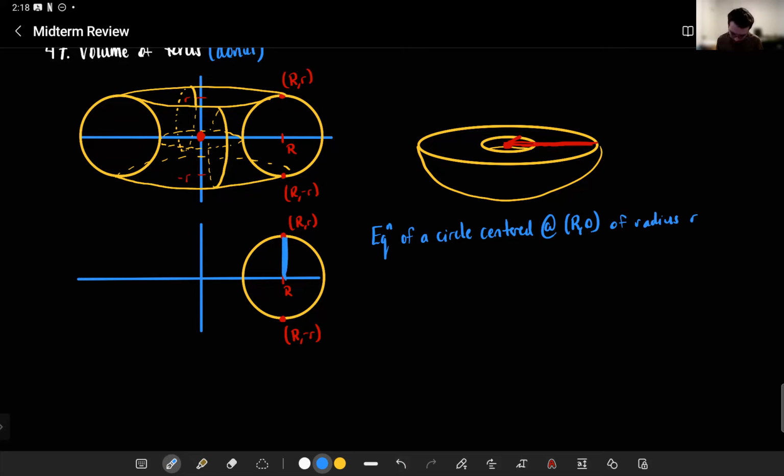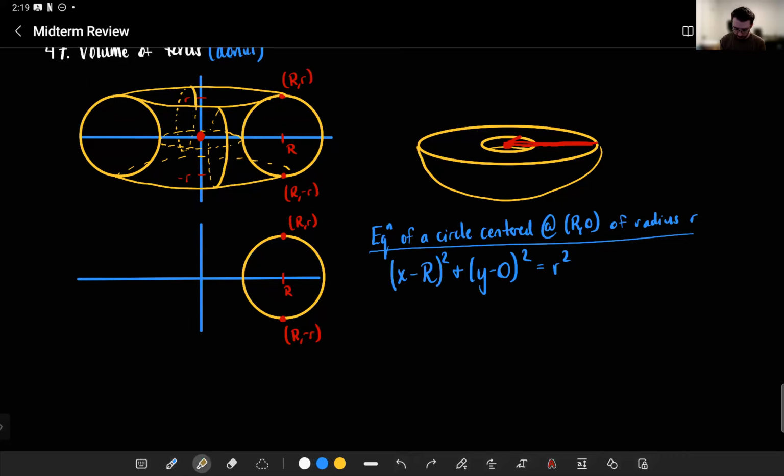Okay, well that, you may recall, you can just write as x minus the x coordinate of the center squared plus y minus the y coordinate of the center squared equals the radius of the circle squared. And then the thing you usually do at this point is solve for y to get the top half and the bottom half of the circle.